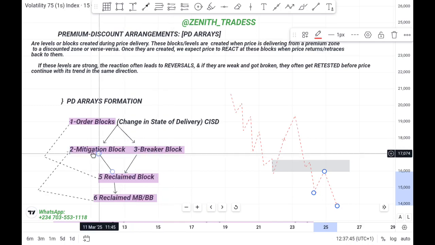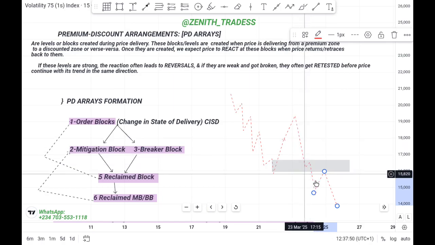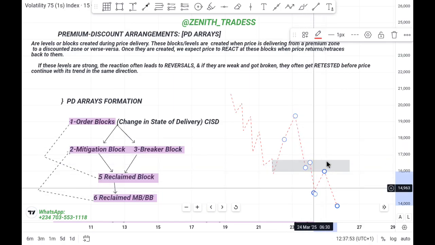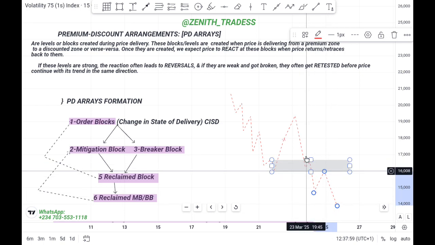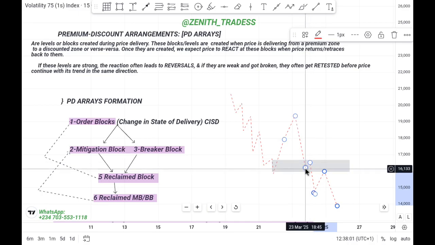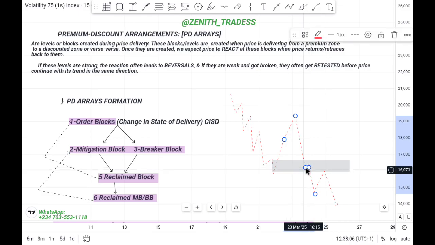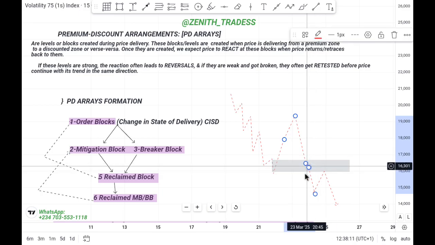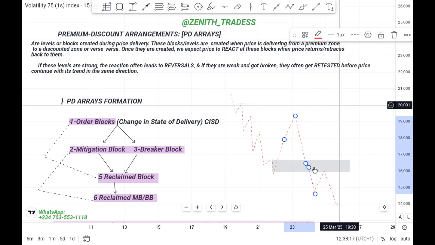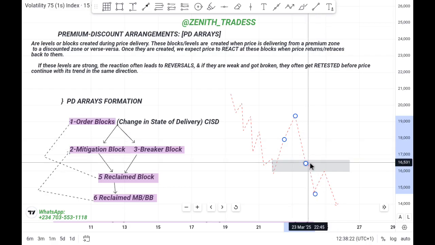So how can you differentiate between a mitigation block and a breaker block now? I said an order block has already failed, right? We expect price to retest that same block before it will now continue. So in the process of failing, we don't expect any reaction here, and even if there's a reaction at all, it should be negligible, right? For this mitigation block or breaker block to be high probability, the reaction we expect to see here should be negligible. It shouldn't be that price will come here first, then react this way before going down. No, it should be negligible, right?